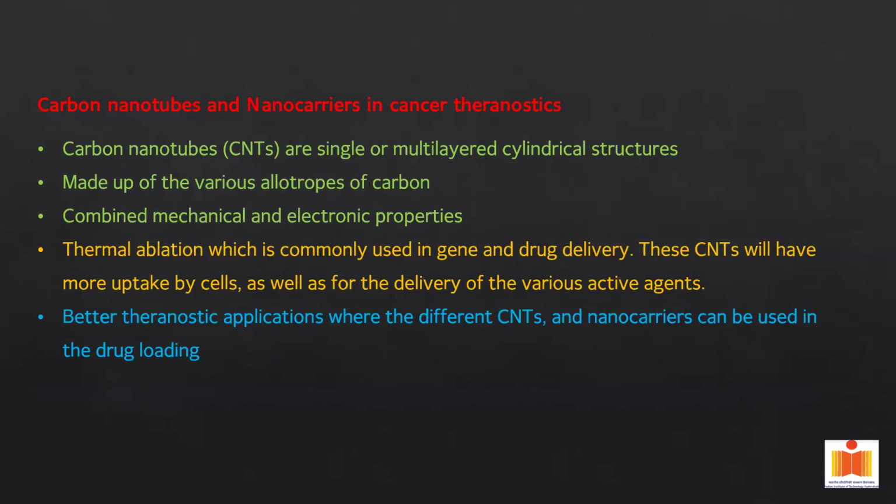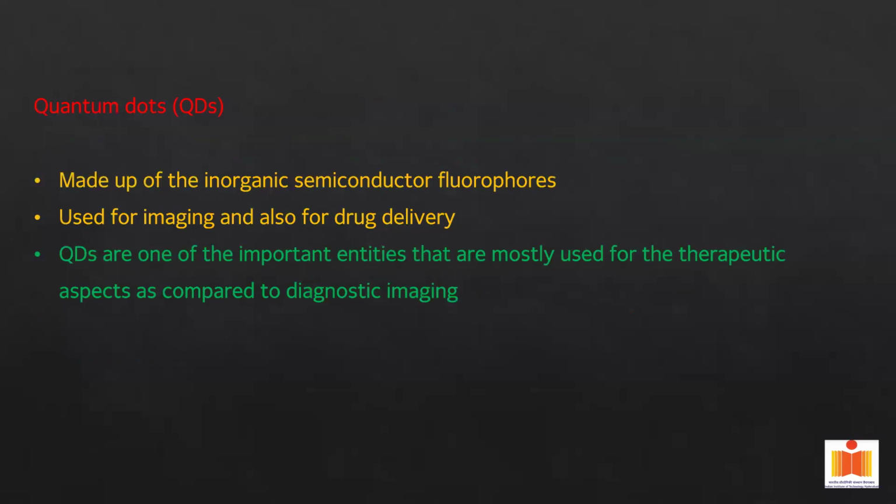Carbon nanotubes and nanocarriers in cancer theranostics. So this is something which is being done in the preclinical imaging. So here the use of mechanical and electronic properties is also there. So thermal ablation is one of the commonly used methods in gene and drug delivery. So carbon nanotubes are one of the important nanocarriers or nanoparticles which are being used for this drug loading in this theranostics. Next, please.